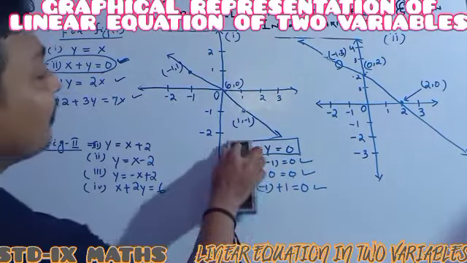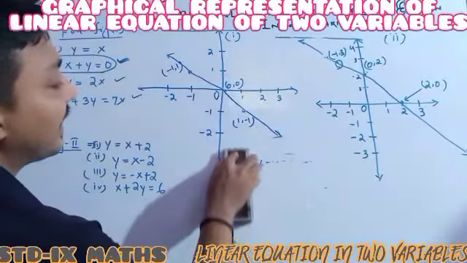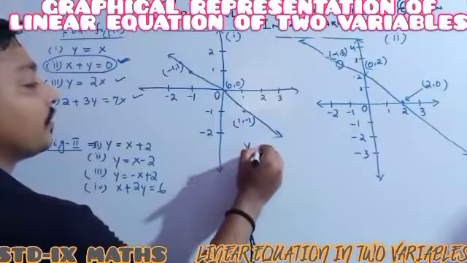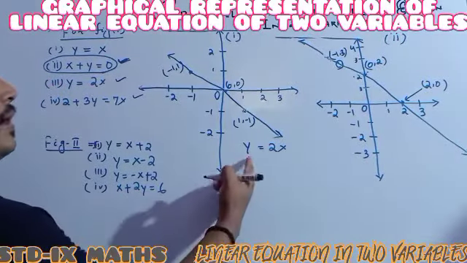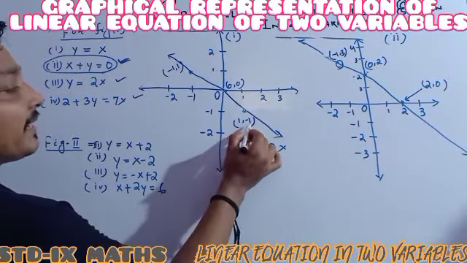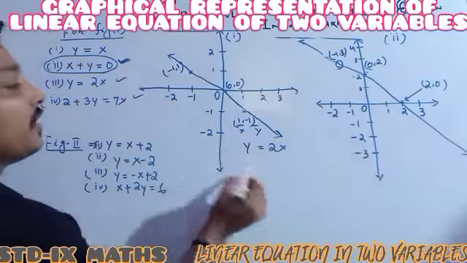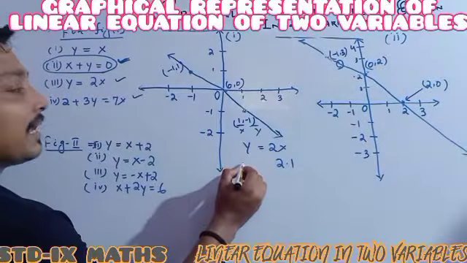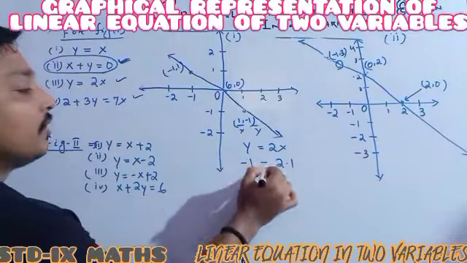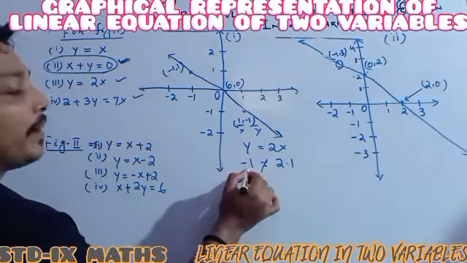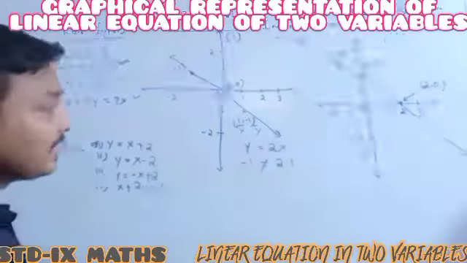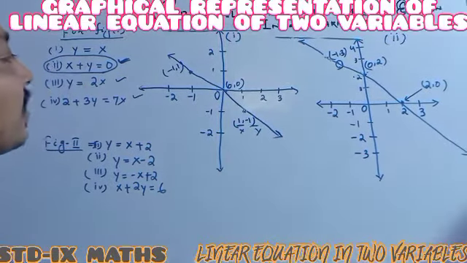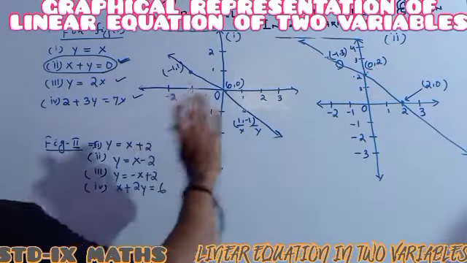Okay, we will check another one also. See, y is equal to 2x, the third linear equation. Suppose I put x equal to 1, this is our y. On putting x equal to 1, the right side is 2 into 1, which is 2, but the left side y means minus 1. Is minus 1 the same as 2? So this is not a solution of the third equation, and its graphical representation is not this one.